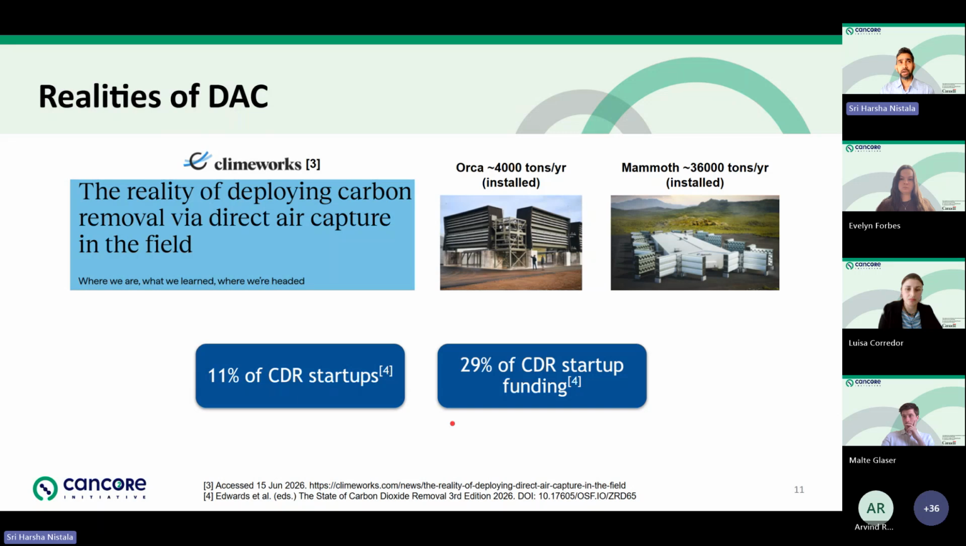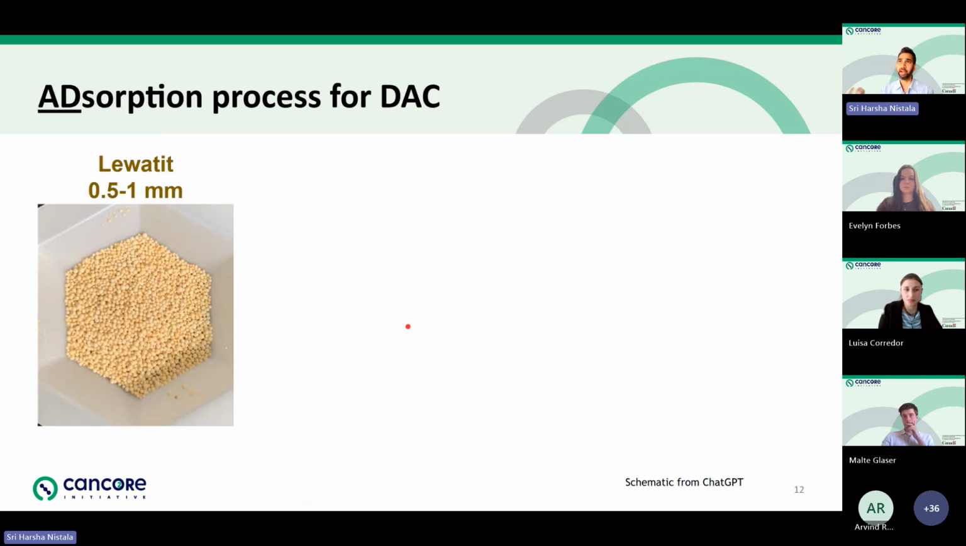Now that we have understood the challenges that DAC faces and some of the realities that companies are seeing in the real world, let's look at the fundamentals that actually make DAC work. As I said, in the subsequent part of the seminar, we will be talking about adsorption-based processes for DAC, which use a special solid material known as a sorbent. In this photograph, we show you Lewatit, which is one of the commonly studied sorbents for DAC.